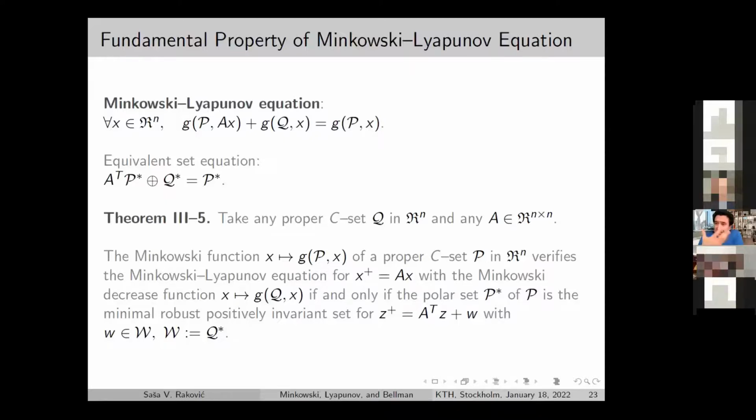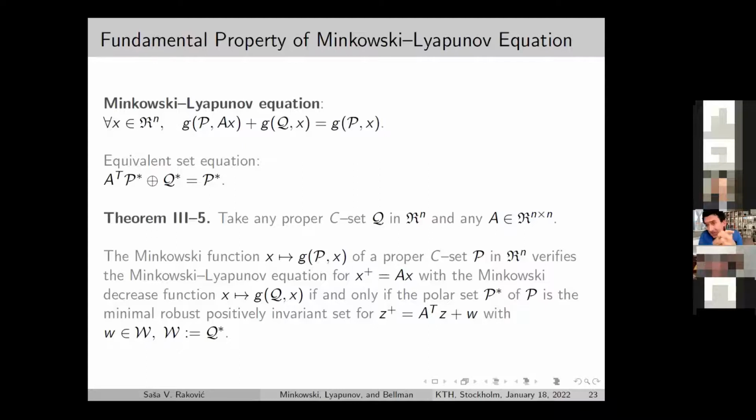So we have characterized the minimality of invariant sets in terms of suitable fixed point set equations. And this is a particular application of that theory to the case of linear dynamics. Now, that essentially means that the generator of the solution to the Minkowski-Lyapunov equation, when its polar is taken, is actually the minimal robust positively invariant set of the suitably defined polar dynamics.